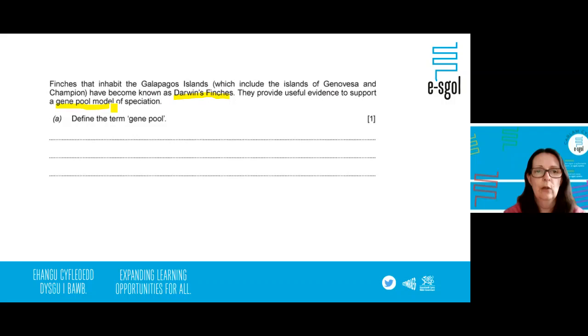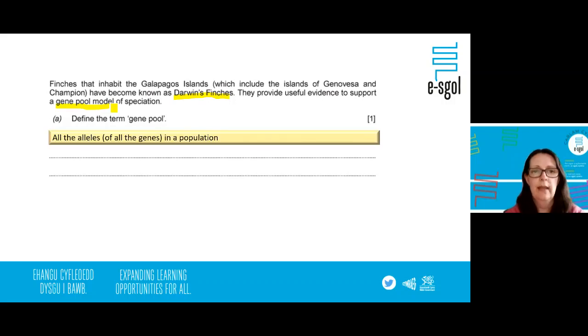Okay, so let's have a look at what our definition is here. So it's all the alleles of all the genes in a population. So the gene pool is all the alleles of all the genes in a population.